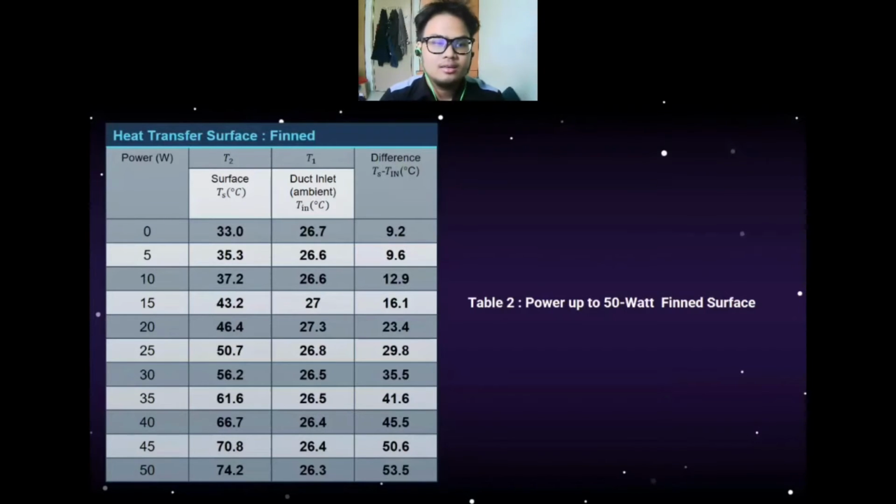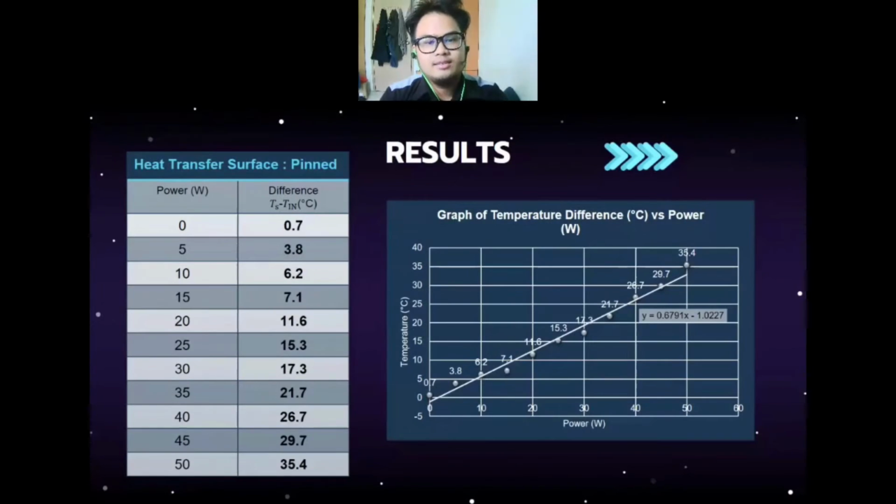For the next slide, with enough data and result for heat transfer surface pin, we can plot the graph of temperature difference versus power for the pin surface to get the gradient, which is 0.6791, and the intersection is 1.0227.